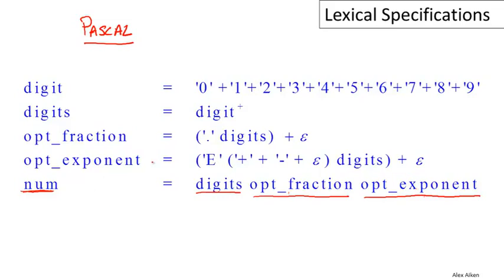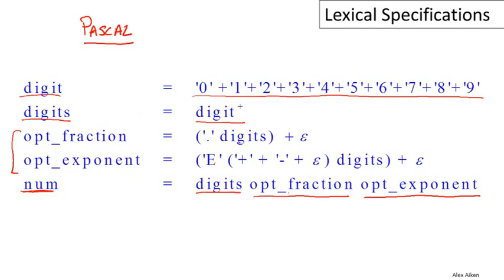So now let's work briefly from the bottom up. Let's just check that digits are what we expect. So a single digit is in fact the union of all the common digits, just as we would hope. And then a non-empty sequence of digits is digit plus. So this is what we've already seen. And now the interesting bit is to look at how the optional fraction and the optional exponent are defined.